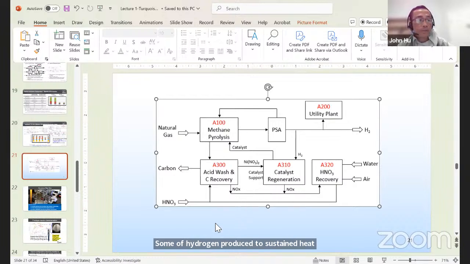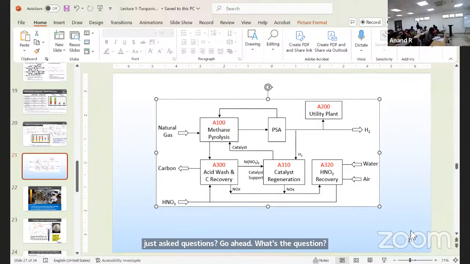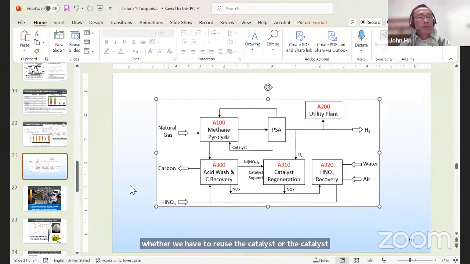Okay. Anybody has a question? Go ahead. What's the question? Catalyst regeneration. In the catalyst regeneration, how is it regenerated? That is, whether we have to reuse the catalyst or the catalyst is regenerated again. I think there is a difference between the two. Reuse, very good.